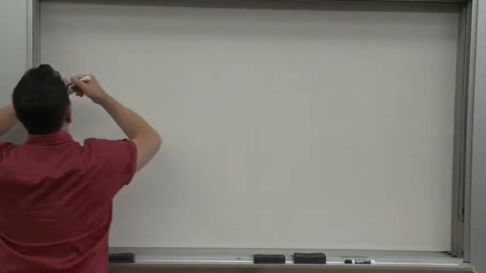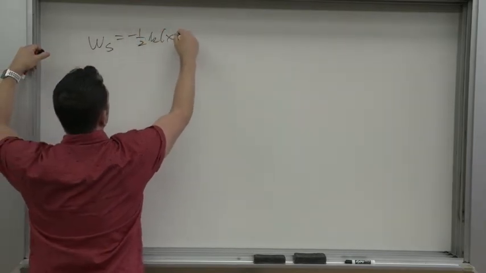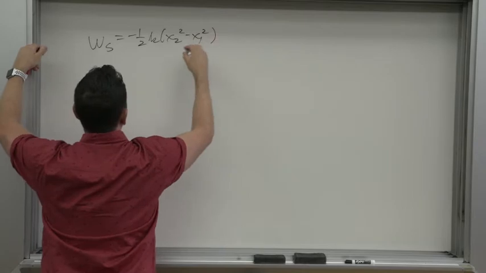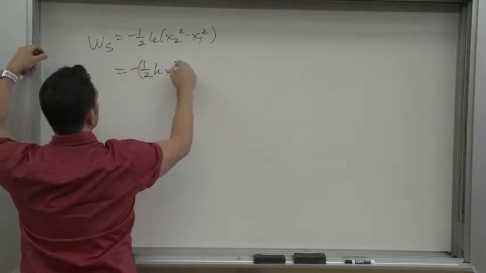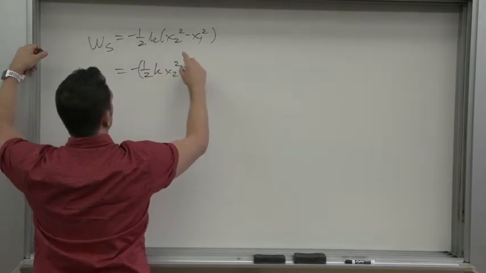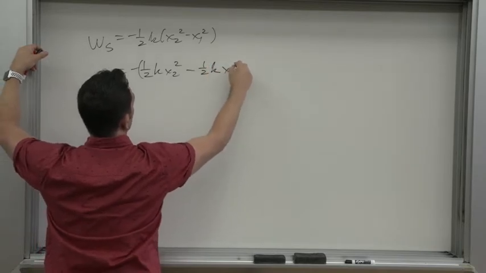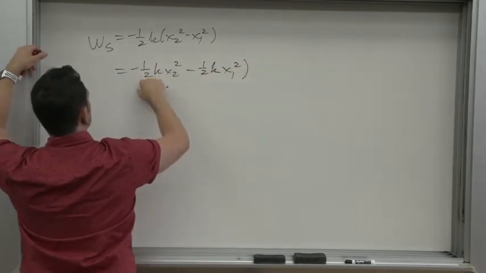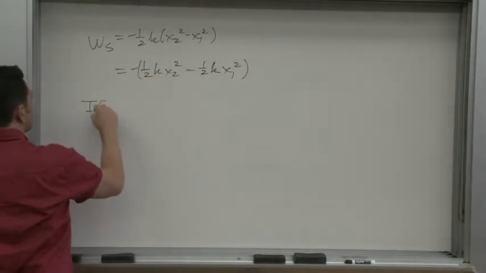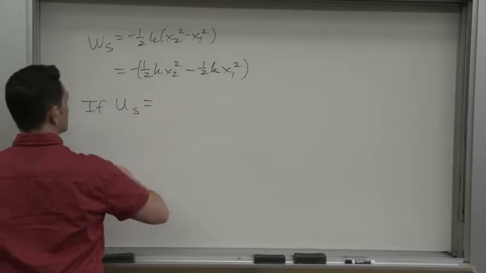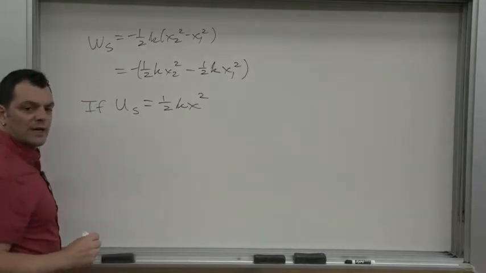So for a spring, the work done by the spring is minus 1/2 k (x2 squared minus x1 squared), which can be written as minus 1/2 k x2 squared minus 1/2 k x1 squared. And so it's hopefully obvious what the expression for the spring potential energy should be. You can see that it makes sense to have it be 1/2 kx squared.